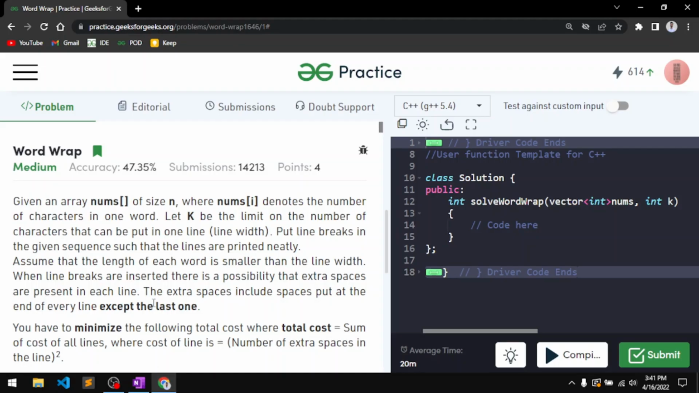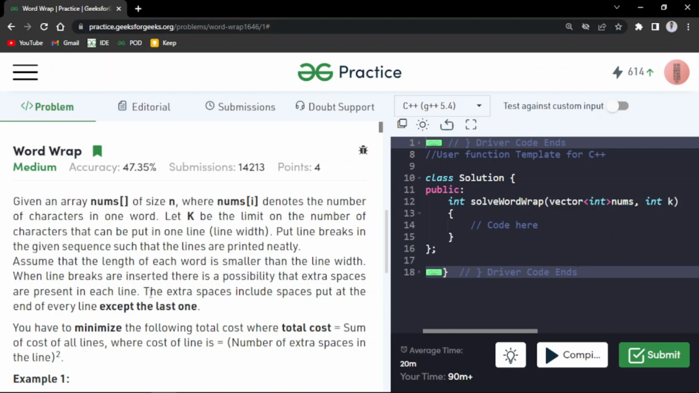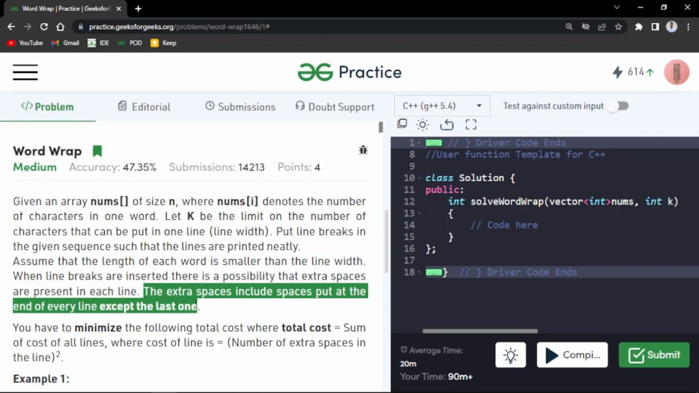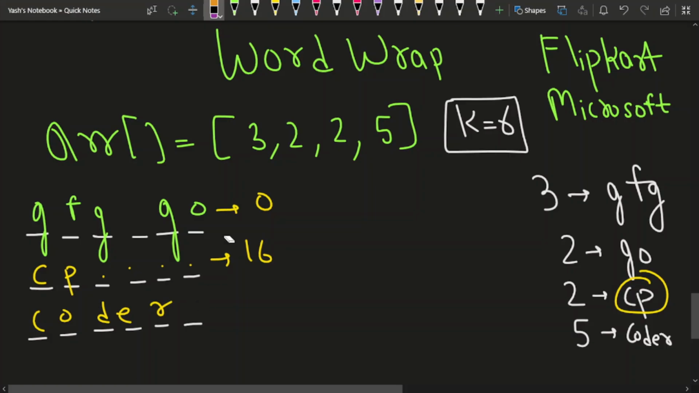Because if you see this particular problem statement, it says that the extra spaces include spaces put at the end of every line except the last one, right? Because if the words are ending, in that case you will not consider it. Basically you will not consider this space, because you don't require it. So if there are any spaces for the last word, the cost will be 0, right? Now how much is the total cost? The total cost is coming out to be 16, right?